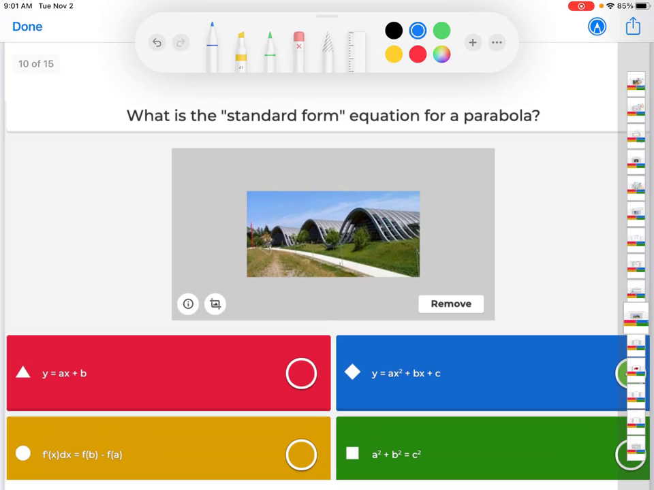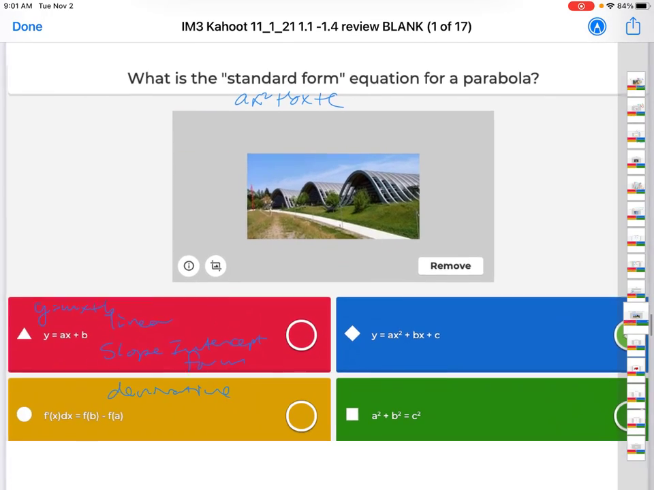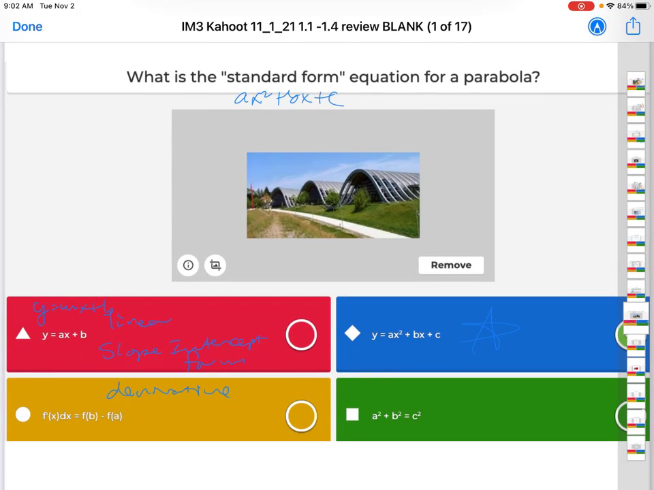Okay, what is the standard form of the equation? It's easy as A, B, C. Okay, this is linear. This is slope-intercept form. That was a little bit tricky because this is actually the one on the graphing calculator. It's usually y equals mx plus b. I think this one is a derivative from calculus. Okay, this is the one we wanted. And this one is the Pythagorean theorem. Pythag theorem.